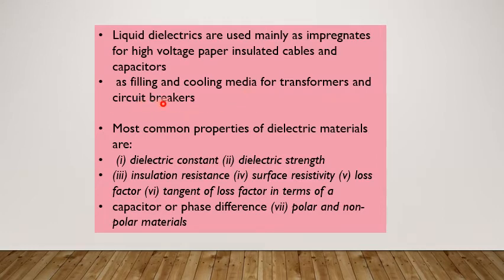In between the circuit breakers, dielectric material is filled, and in the different parts of the transformer, dielectric material is filled. It is used as a cooling medium because dielectric material is an insulator. There will be no flow of electric current through these different parts. So in this way, dielectric material will cause cooling of the transformers.